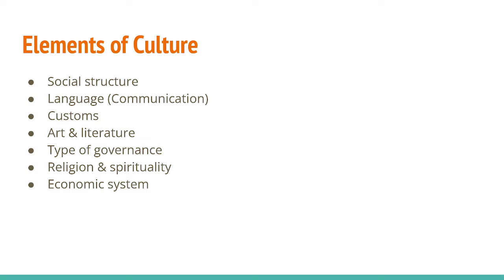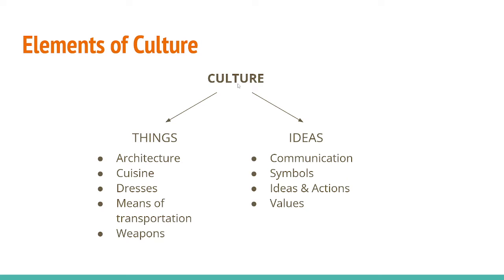So let me just go on. When we think about culture, we can see culture in actually two distinct areas. As I said, they are again linked, but we can categorize them into two distinct areas. We can talk about the culture of things, or we can talk about the culture of ideas. So the culture of things obviously includes material things. It manifests itself in architecture, or the cuisine of a culture, or the dresses worn, or the means of transportation, for example, or weapons.